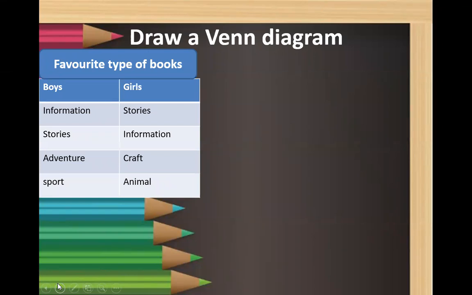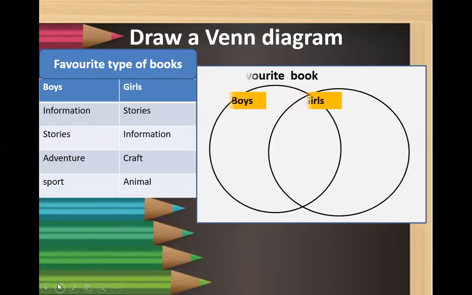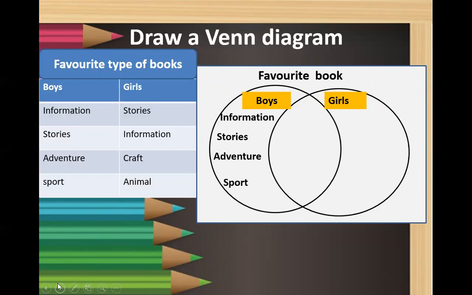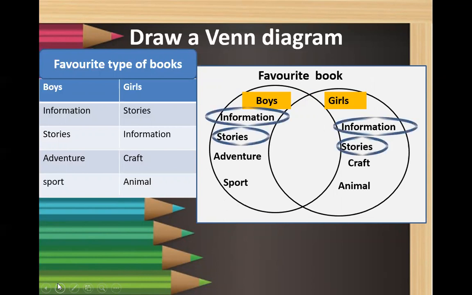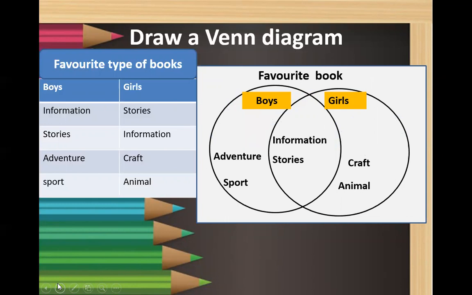Favorite types of book: boys, information, stories, adventure, sport. Girls, stories, information, craft, animal. We are going to draw a Venn diagram with two sorting rules: favorite book, boys and girls. So boys like information, stories, adventure, sports, and girls like information, stories, craft, and animal. Now we have to find out who likes both books. Okay. So the information and stories. So information and stories will come in the overlapping area.